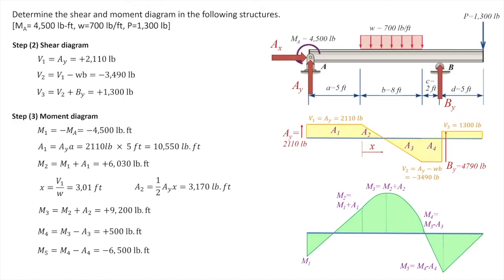Adding all of the areas together results in a 0 moment at the very right end, which shows the calculation is correct, because at the very right end, there is no concentrated moment and there is no fixed support, so the moment at the very right end should be equal to 0, which is the case after doing the calculation.